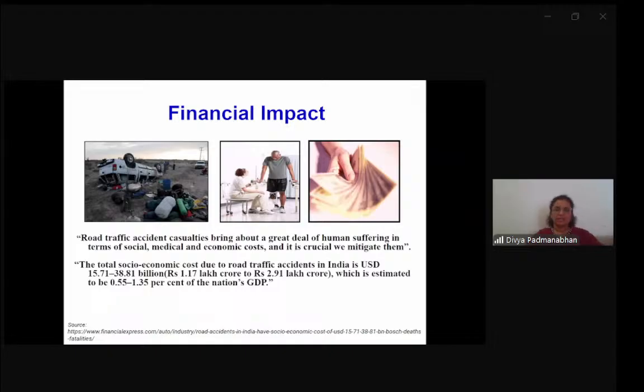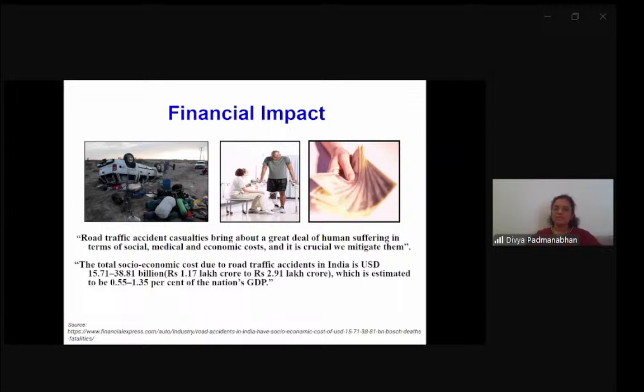So what happens with accidents? There are a lot of implications. The financial impact is huge. Let me put it this way: the impact of a vehicular accident includes socio-economic losses as well. Social losses, definitely. The death of a person is definitely a big and irreparable loss. But along with that irreparable loss, there come a lot of financial losses to the family, to the institute, to the company, to the society, to the nation as a whole.